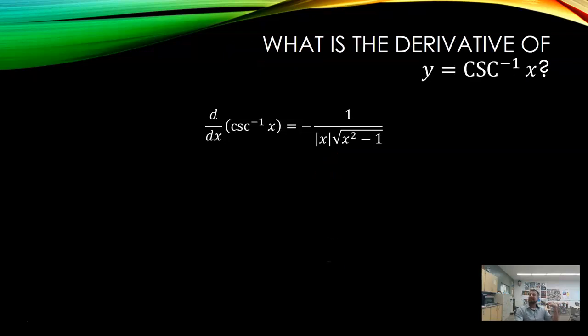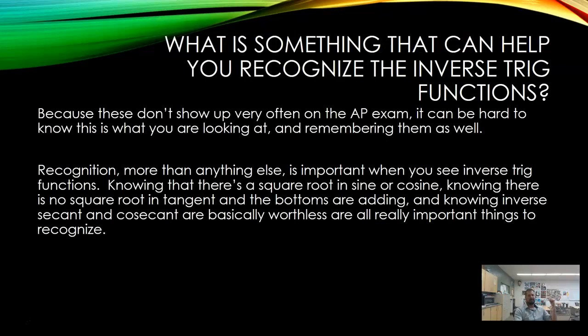The derivative of the inverse cosecant is negative 1 over, it's exactly the same as the secant. It's just negative 1 over the absolute value of x times the square root of x squared minus 1. Again, this is not one that I would expect you to have memorized for the AP test just because it really doesn't ever show up. But if you ever need to use it for something, there it is right there.